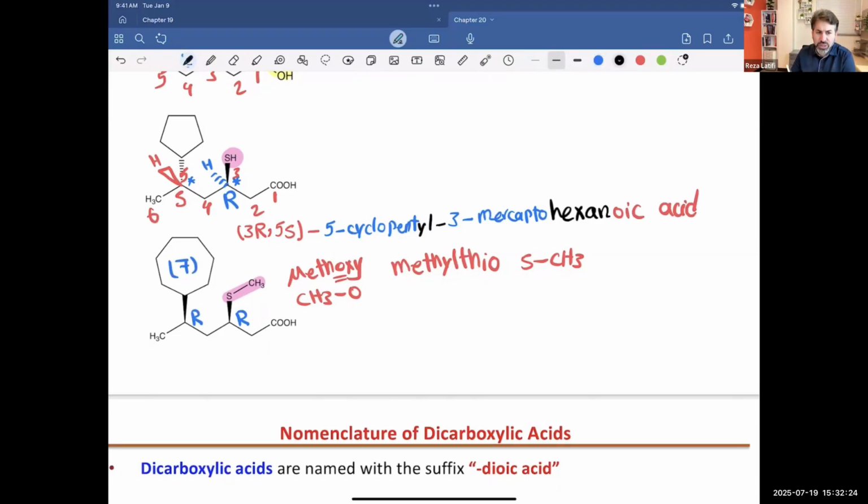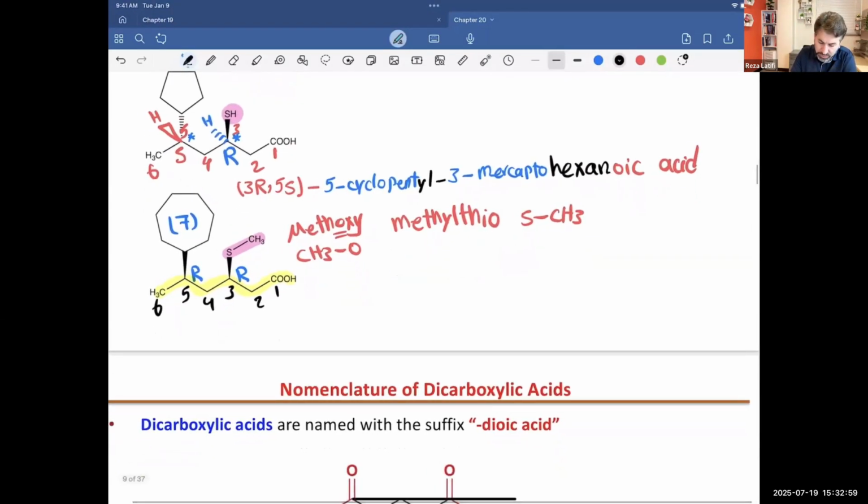Well, if you look to the chain that is carrying the carboxylic, it has 1, 2, 3, 4, 5, 6. Okay, so the main chain has only 6 carbon, while the substituent has 7 carbon. So which one of them is going to be the parent chain? Still, the one that has the carboxylic functional group attached to it. So this one is going to be the main or the parent chain. And you're going to say, we have cycloheptyl. Okay, cycloheptyl. So you're going to say, I have 3R and 5R.